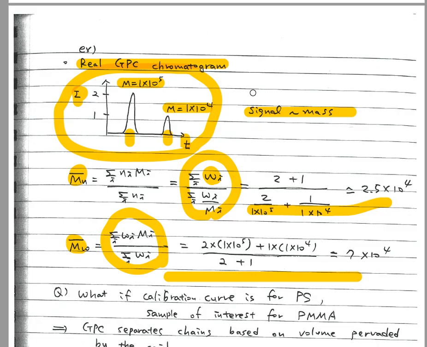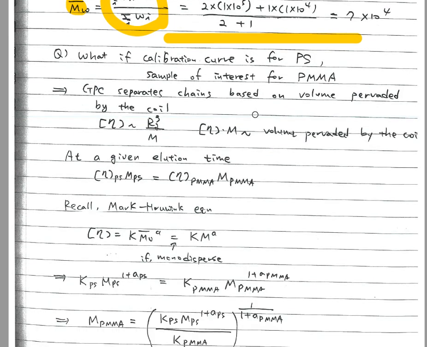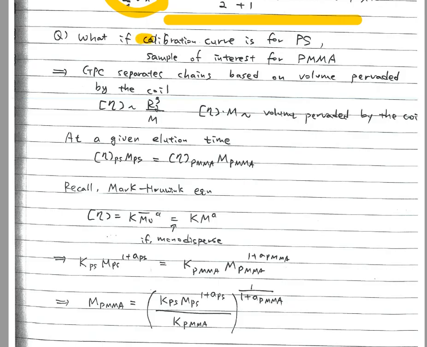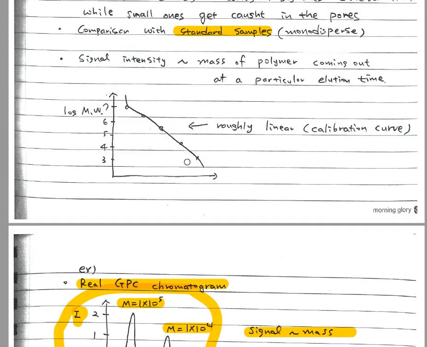Then there could be a question. What if we have a calibration curve for polystyrene, but the unknown sample is PMMA, quite different ones, right? PS and PMMA are quite different polymers. What could you do? Can you determine the molecular weight of PMMA if you have a calibration curve something like this for PS?